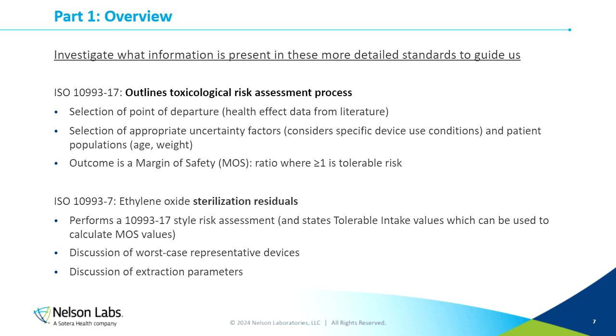So this talk is going to be broken up into 2 more sections. In one of them, I'm going to dive into ISO 10993 Part 17 on tox risk assessments. We're going to look at how this standard selects points of departure, considers appropriate uncertainty factors, and also what is a margin of safety. We're then going to switch over to ISO 10993 Part 7, and we're going to use this as a guideline to see how this assesses an actual allowable amount.